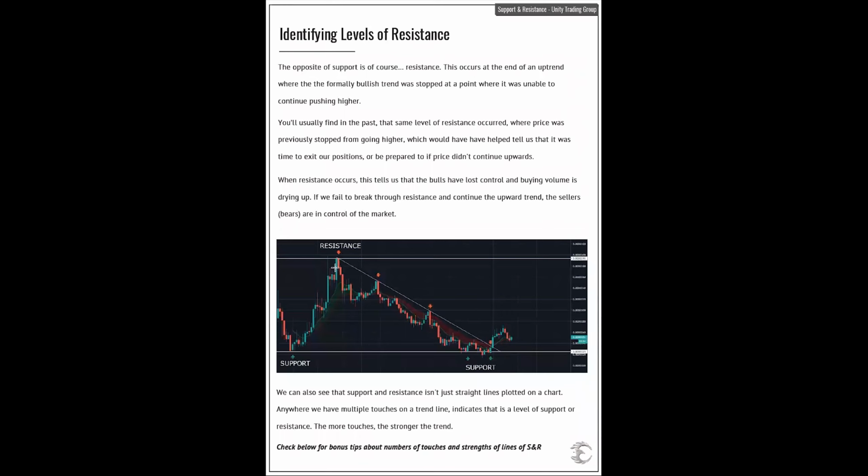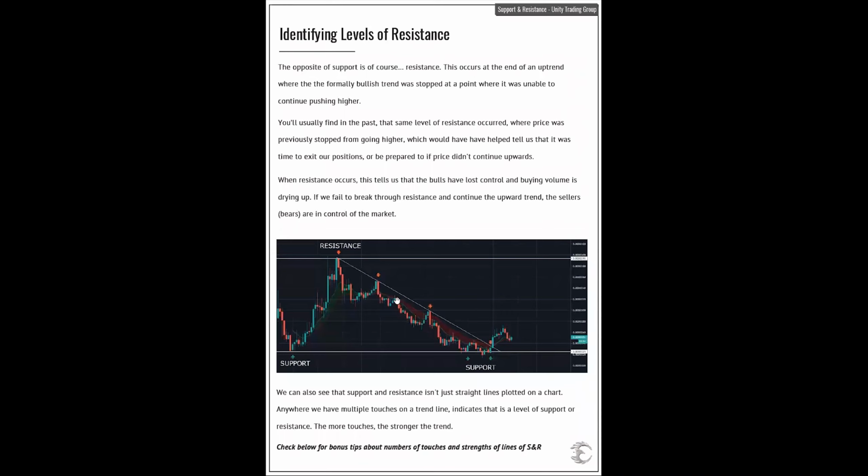Same thing can ring true with support. I suppose if we were to do something like this, it's not much of an example, but if we were to draw a horizontal line here, we could see that we maybe had two touches here, three touches potentially in this overall bearish trend, where we could have potentially bought here, ridden up, come back here, bought here, ridden up, bought here, ridden up. But those are some more advanced trading strategies.